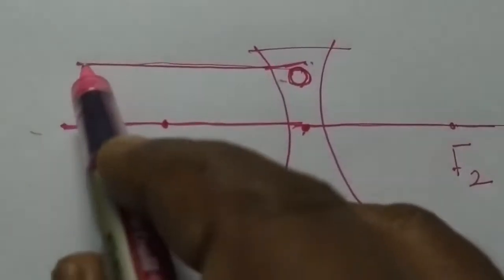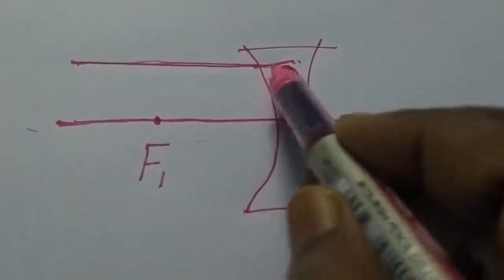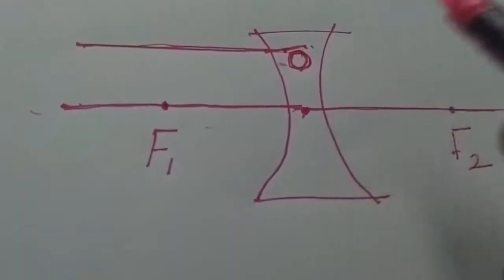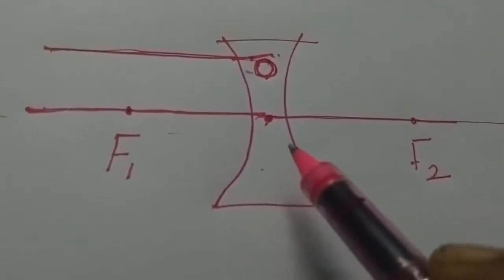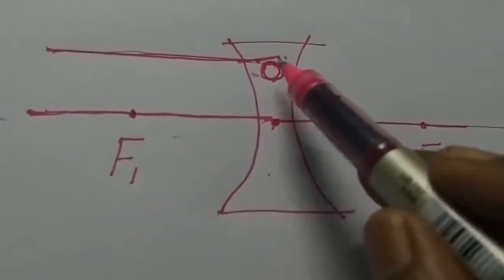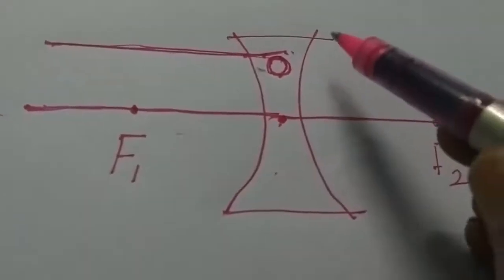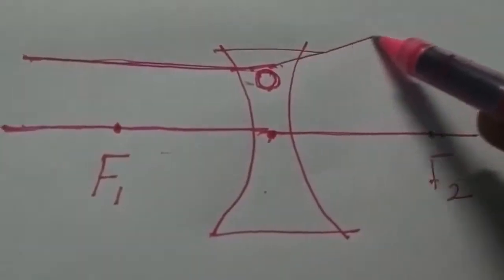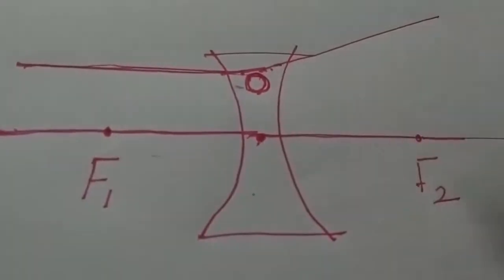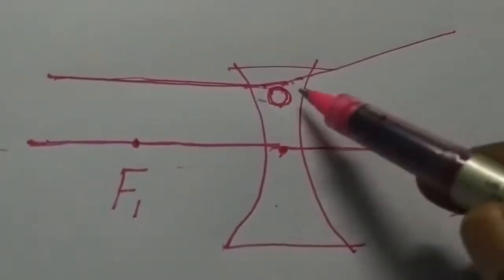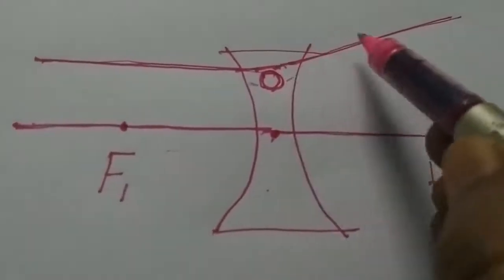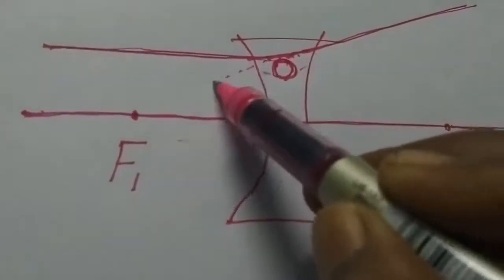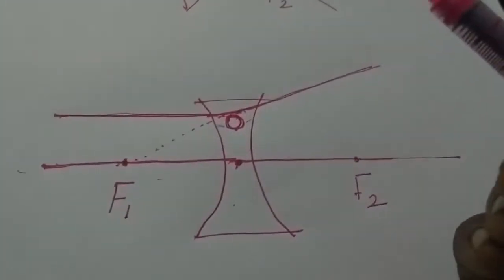So rule 2 is, when a ray parallel to the principal axis strikes a concave lens, the ray is refracted and appears to diverge from the principal focus. If you extend this diverged line, it will meet at the principal focus. So this is rule 2.